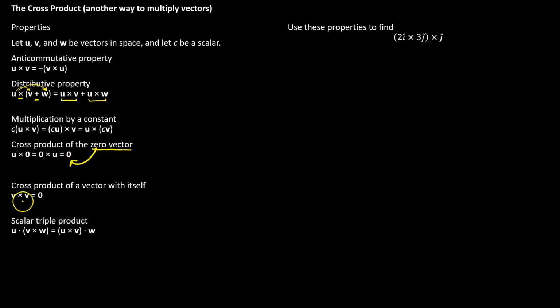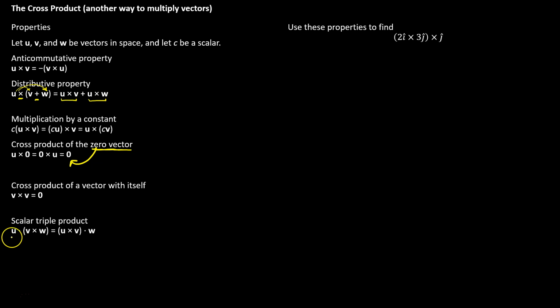Next, we have crossing a vector with itself. If I take the vector v and I cross it with itself, I get 0. We talked about that briefly in the right-hand rule example of the last video. We'll do some worked out examples of this where you see that that is the only option that you could have. Crossing a vector with itself will result in a 0 vector.